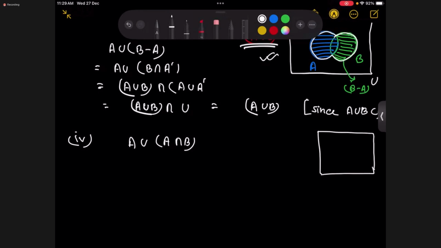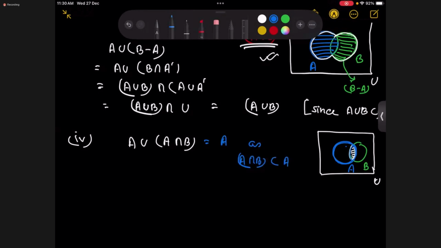This is our set U. This is the set A, and this is the set B. What about A intersection B? This is the white portion. This is our A intersection B. And what about A union (A intersection B)? We are taking the union of set A and set A intersection B. So clearly this is equal to A, as A intersection B is a subset of A.